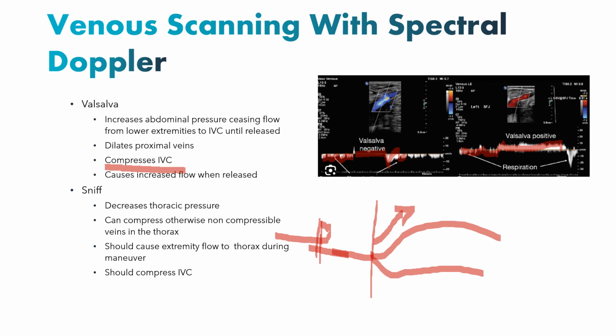Now, on the other hand, with your IVC, a sniff is going to reduce the thoracic pressure, which in turn moves the diaphragm inferior and increases the abdominal pressure. So when you sniff, the IVC should then collapse.